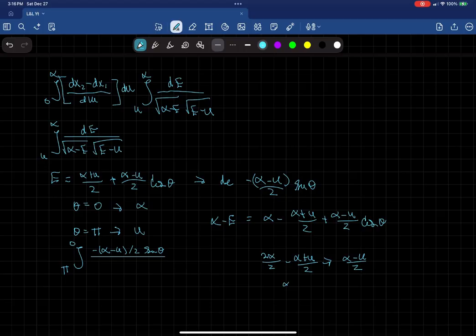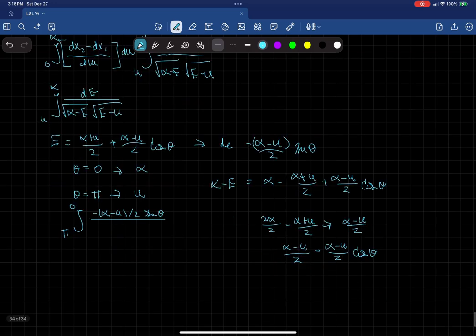So I have (alpha minus u)/2, and if I distribute the negative sign, minus (alpha minus u)/2 cosine theta, I would get (alpha minus u)/2 times (1 minus cosine theta). So that would be my first value: (alpha minus u)/2 times (1 minus cosine theta).